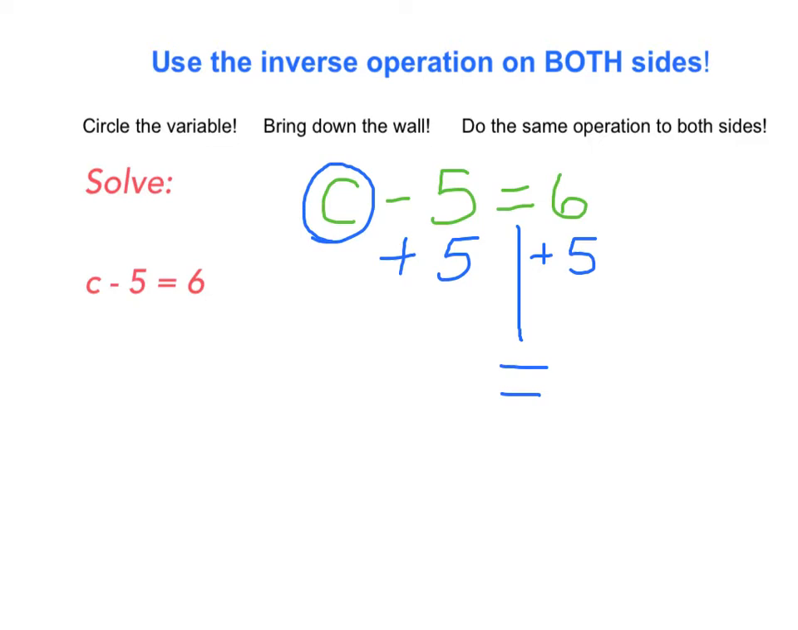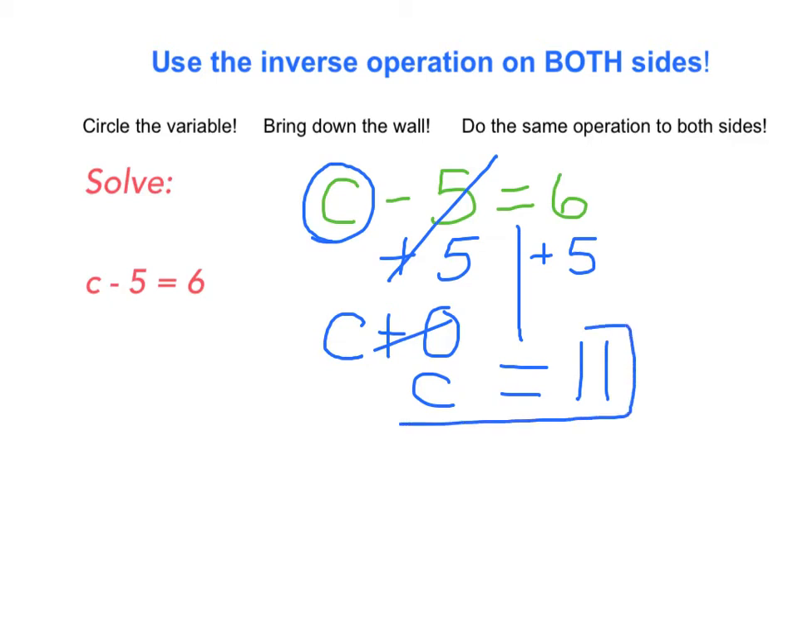Now the whole point is to get C by itself. So negative 5 plus 5 ends up giving you 0. So this cancels out on this side, and you're left with C plus 0. Now, do you need the 0? No. So I'm just going to put C. C equals. And then I come on this side of my problem, and I go ahead and I add. 6 plus 5 is 11. And then I'm going to box this in because now I have completed this equation.